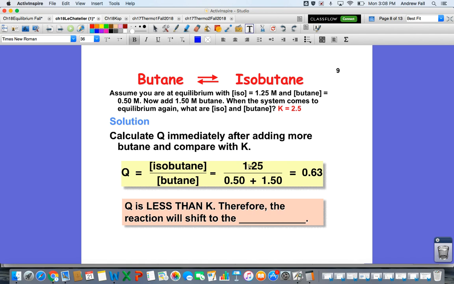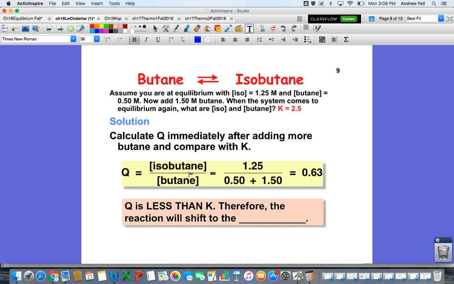So if we plug those values in here, you have 1.25 molar isobutane still, but you've increased the butane concentration to 2. And so that gives you a value of 0.63, which is substantially less than the 2.5. So since Q is less than K, you're going to have more of the reactant convert to product.